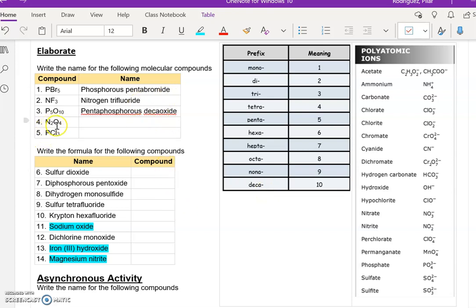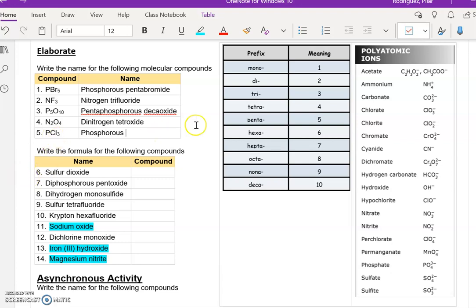Then I have 2, N2O4. So 2 is di, so dinitrogen. And then 4 oxygens is tetra, so tetroxide. All right, phosphorus again, I only have 1, so no mono prefix, just phosphorus.